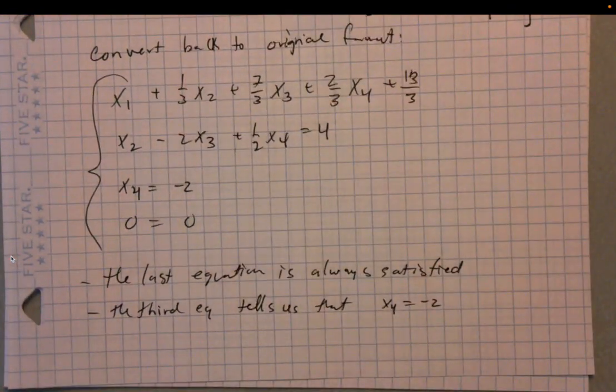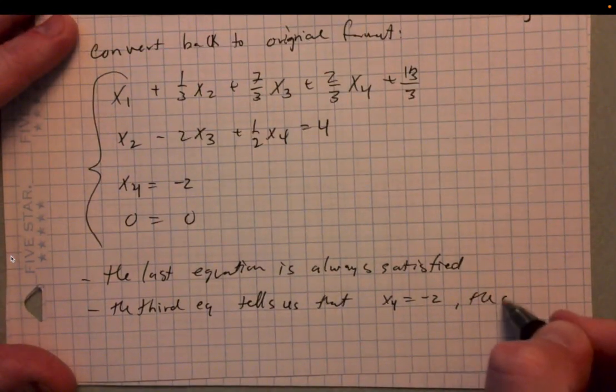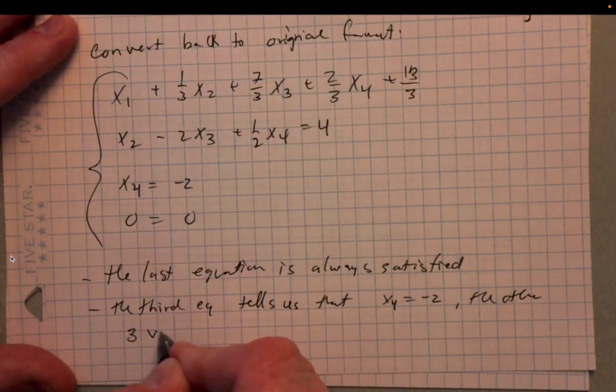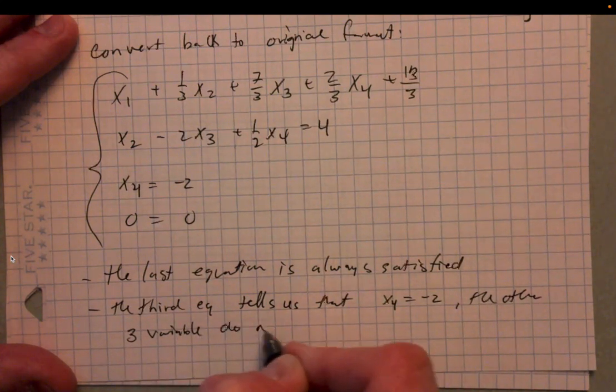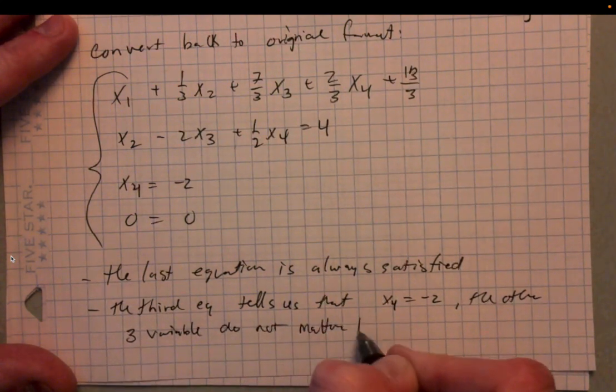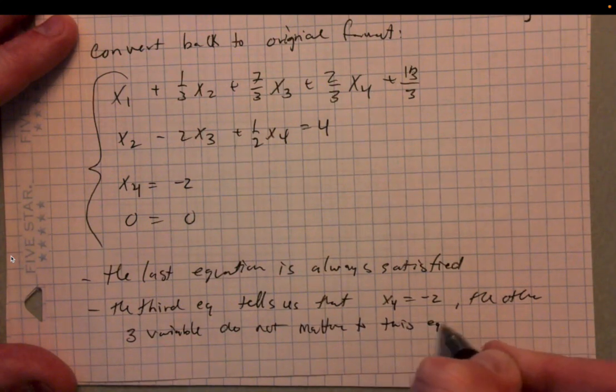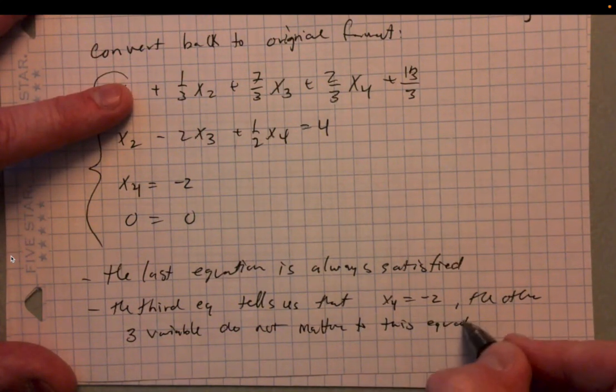It tells us that x4 is equal to -2, but notice the values of the other three variables, x1, x2, x3, are not uniquely determined. Their coefficients are 0 in that equation, so it doesn't matter what they are. But x4 has to be -2. So the other three variables do not matter to this equation.